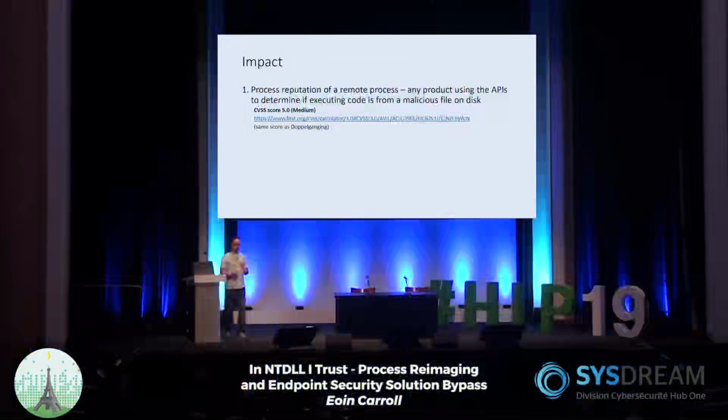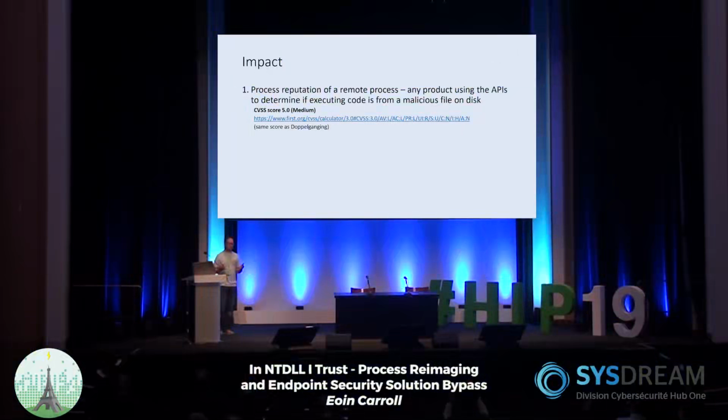So from an impact perspective, as I said before, there's 2 use cases. And we scored this the same as we did process doppelganging. We gave it a CVSS of 5.0, where the integrity was very high because you can no longer trust the process. So the 2 use cases we spoke about earlier is where you're trying to verify a remote process, whether you can trust the file associated with that on disk. And obviously you can't in this case.